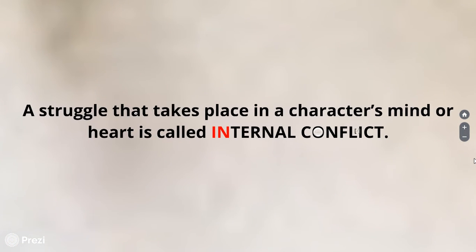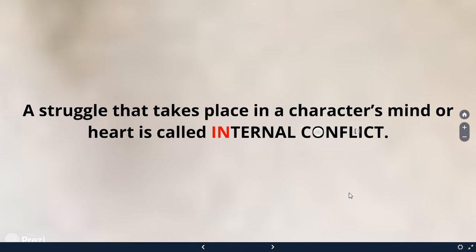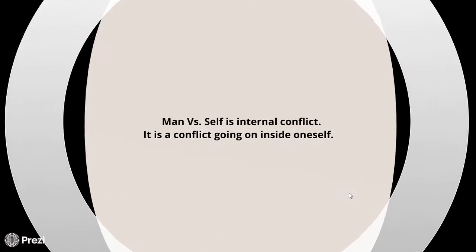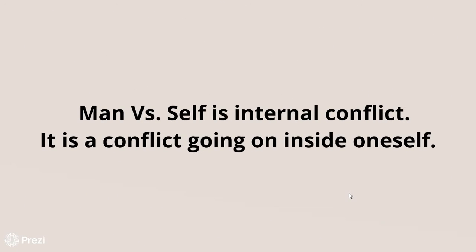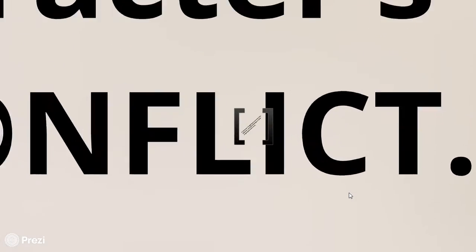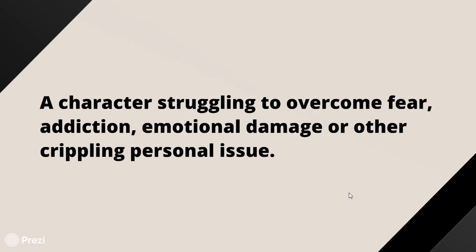So a struggle that takes place in the character's mind or heart is called internal conflict. In is the key word, internal, which means it's inside of you. So, man versus self is an internal conflict. It is a conflict going on, obviously, inside oneself. So, for example, it could be a character struggling to overcome fear, addiction, emotional damage, or a crippling personal issue.